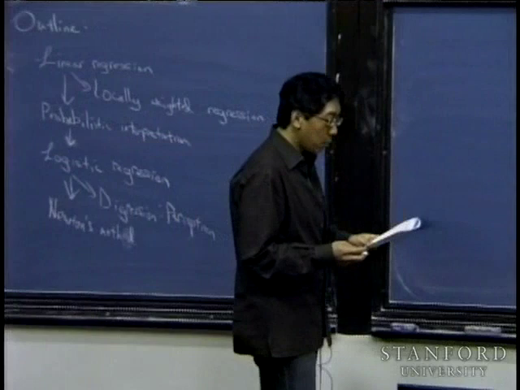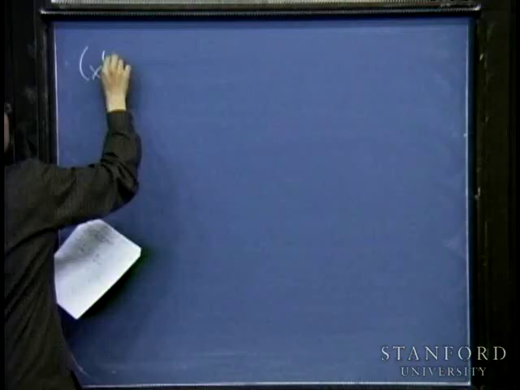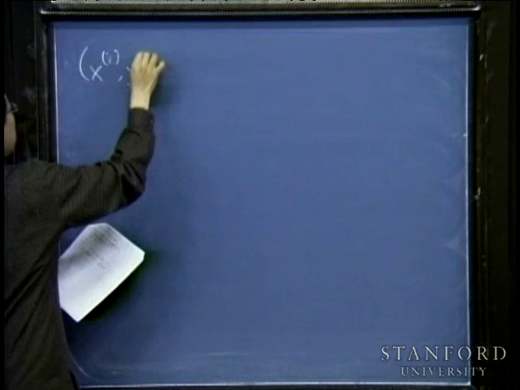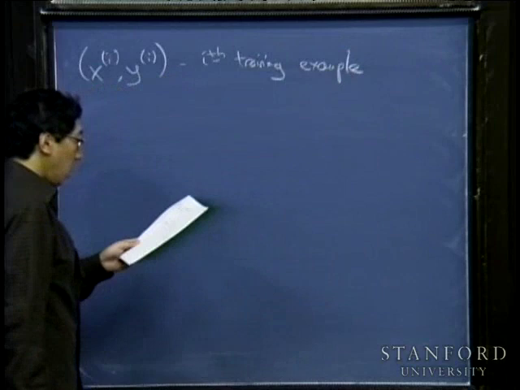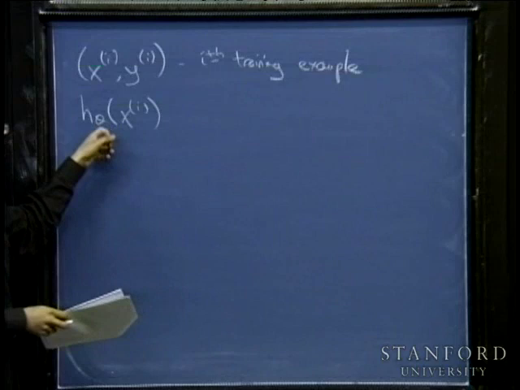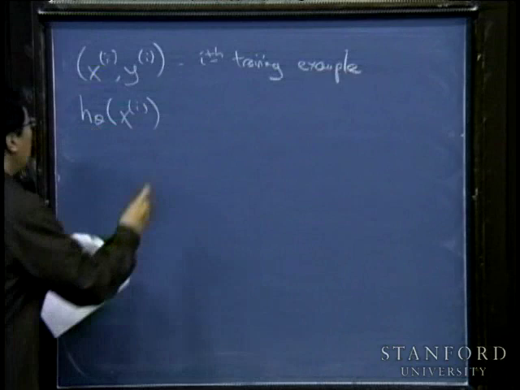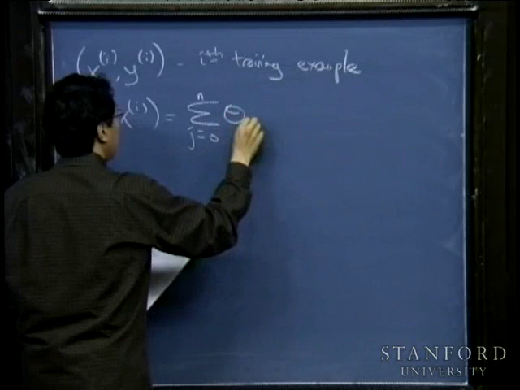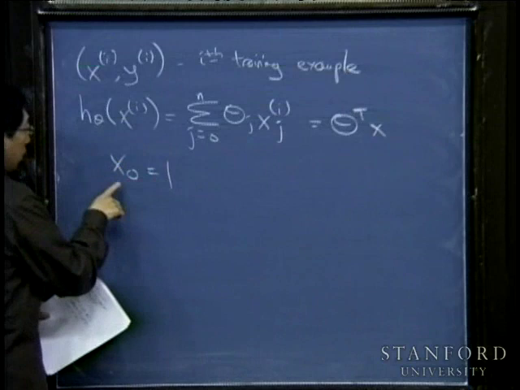So let's just recap what we talked about in the previous lecture. Remember, the notation I defined was x superscript i, y superscript i to denote the ith training example. When we're talking about linear regression or ordinary least squares, we use h of x^i to denote the predicted value output by my hypothesis h on the input x^i. My hypothesis was parameterized by the vector of parameters theta, and we said that this was equal to the sum over j of theta j x^i j, written more simply as theta transpose x. And we had the convention that x subscript 0 is equal to 1, so this accounts for the intercept term in our linear regression model.